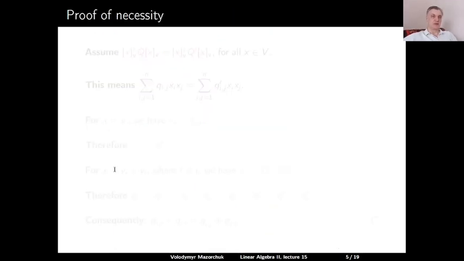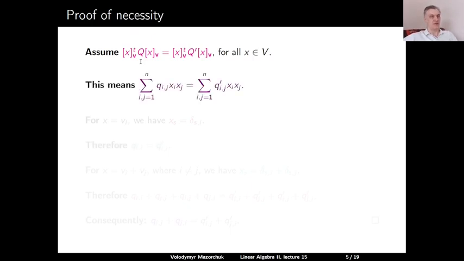So now let us prove the proposition in the other direction. So assume now that the matrices Q and Q prime are such that the corresponding expressions for Q and Q prime give us the same value for any x. So this means exactly, if we spell out both the left-hand side and the right-hand side, that the sum over all ij of q_ij x_i x_j is equal to the sum over all ij of q_ij prime x_i x_j.